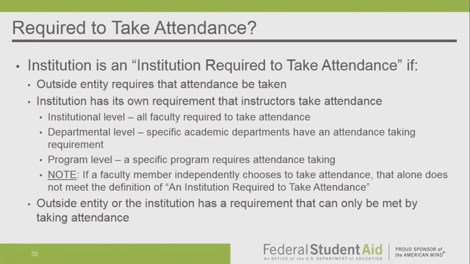An institution that is required to take attendance is defined as one of these types of schools. It could be where you have an outside entity that requires you to take attendance. It could be an accrediting agency, it could be a state agency, some governing body that says you have to keep attendance so we know that the students actually sat in the class or participated through the payment period. So if an outside entity requires attendance to be taken, you are an institution that's required to take attendance.